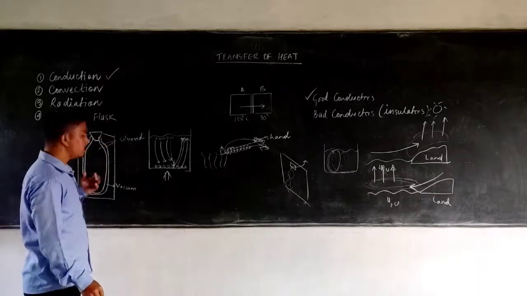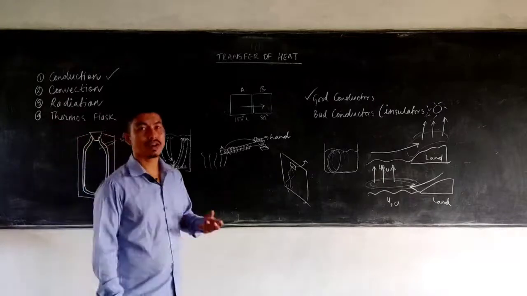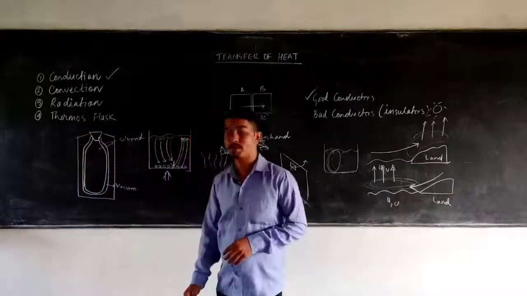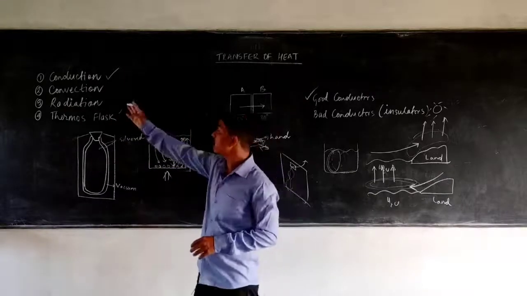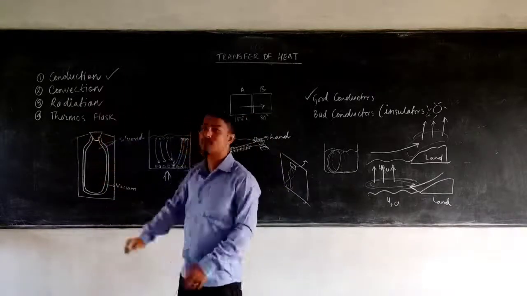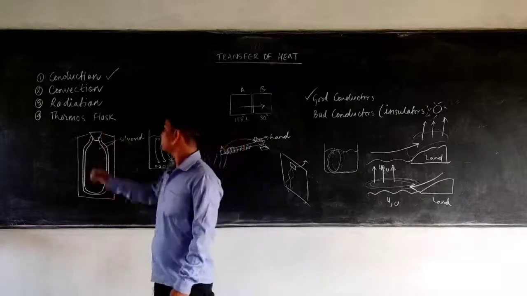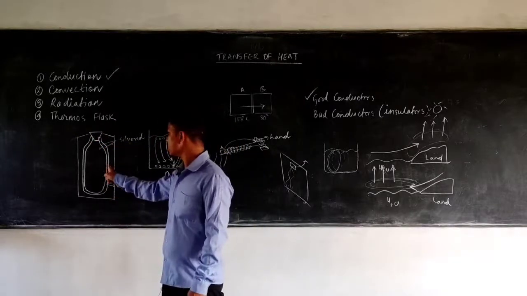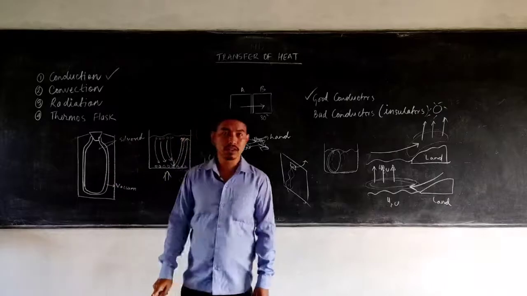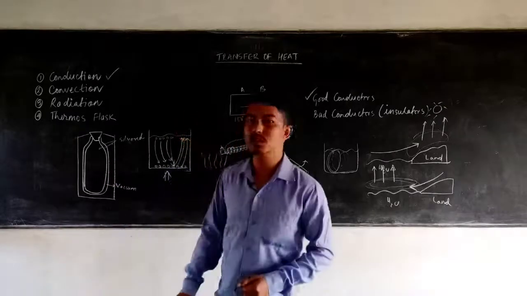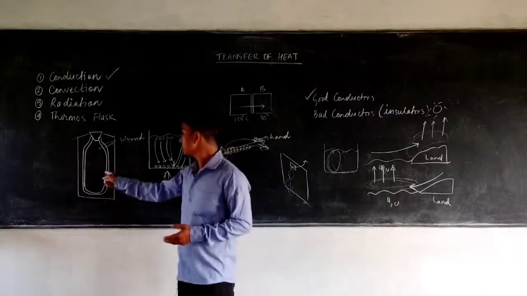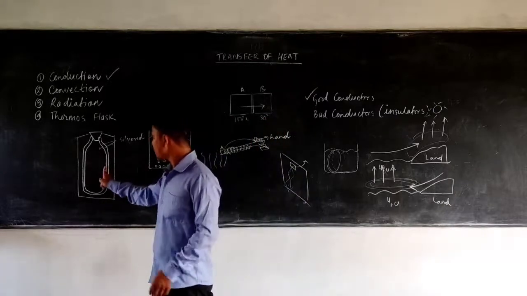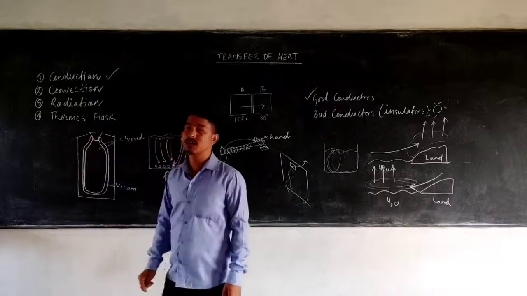Now if you pour water here, that water remains hot for a very long period of time. How is that achieved? First, by conduction the heat is not lost here, because glass is a poor conductor of heat. The glass does not allow the heat to pass out. So by conduction the heat cannot be lost, because the glass as well as this wood are poor conductors of heat.